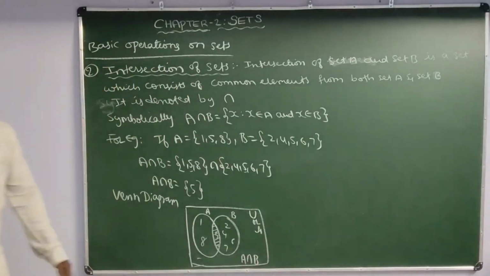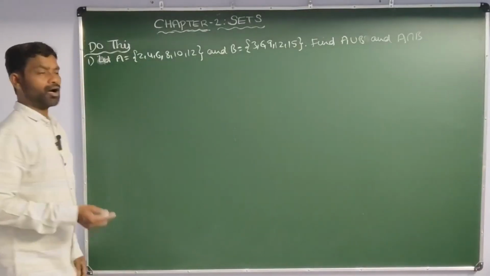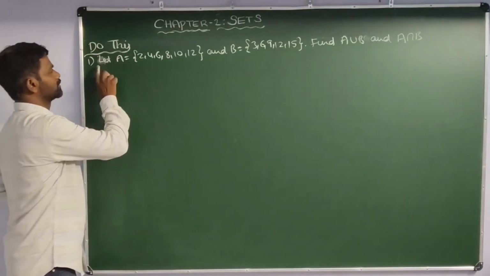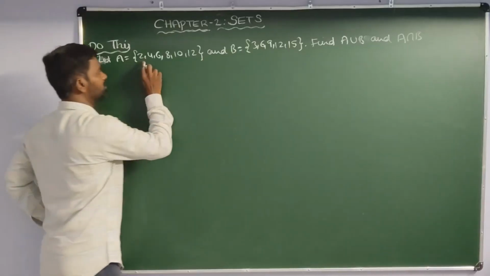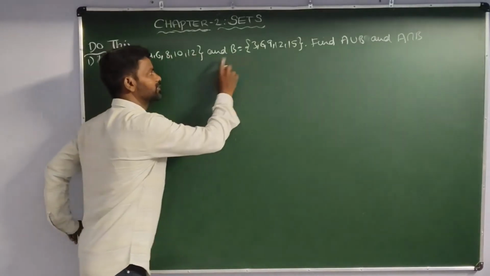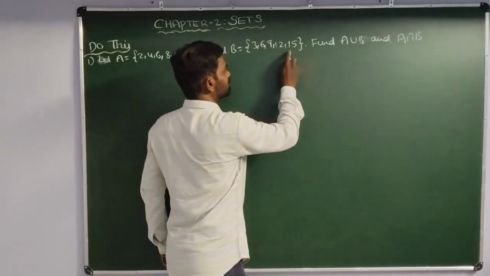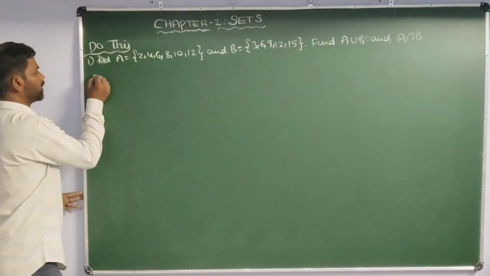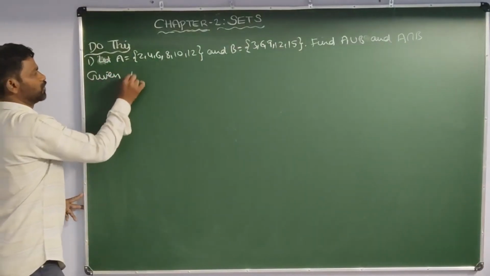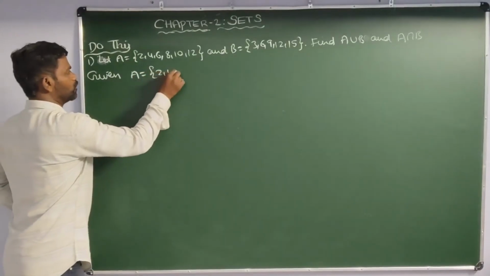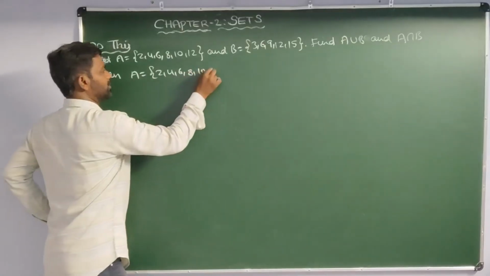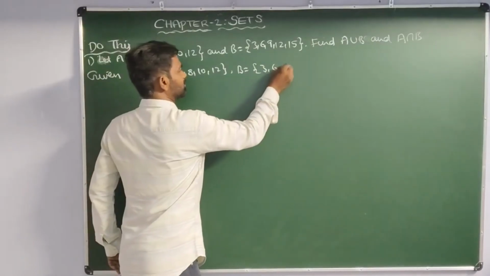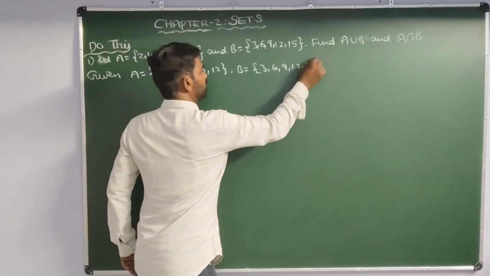Do these questions. Whatever operations we have performed, now we are going to apply here. Let set A be the elements 2, 4, 6, 8, 10, 12 and set B be the elements 3, 6, 9, 12, 15. Find A union B and A intersection B. First of all, we write the given sets: A is equal to 2, 4, 6, 8, 10, 12 and B is equal to 3, 6, 9, 12 and 15.